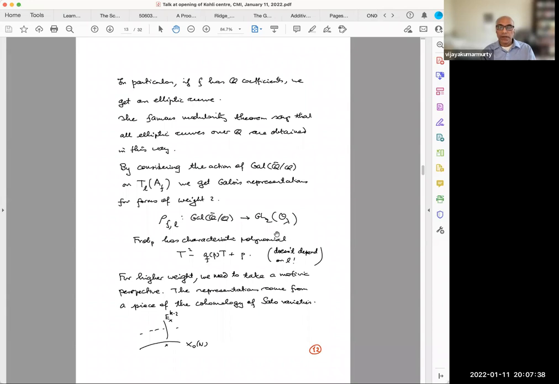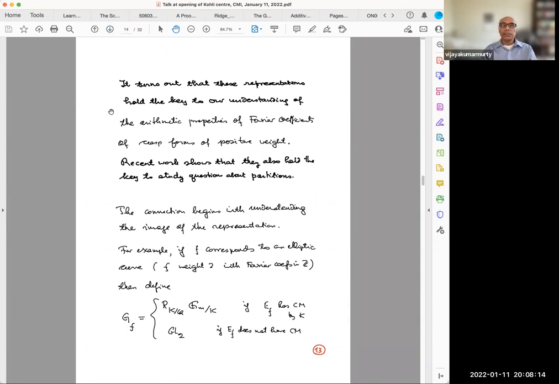If you want to work with modular forms of higher weight, then you need to use something called Sato-Tate varieties. I think since I'm going a little slower than I expected, maybe I'll speed up a little bit. The reason I was trying to tell you about these varieties is that I've constructed here geometrically, in the case of weight two forms, a Galois representation. When I want such representations for higher weight, I don't have a natural geometric object. I need to go to a motive, and you get it from a piece of the cohomology of the variety. It turns out these representations hold the key to our understanding of the arithmetic properties of Fourier coefficients of cusp forms of positive weight, but they also apply to even more classical problems, for questions about partitions.